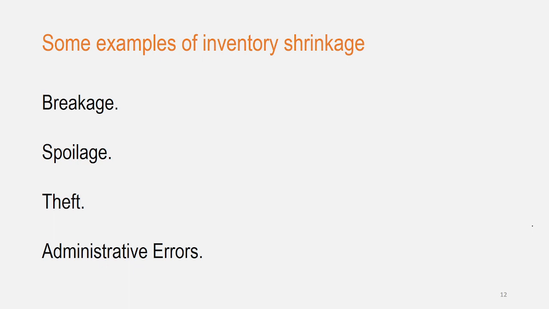So as a conclusion, understanding these examples of inventory shrinkage, breakage, spoilage, theft, and administrative errors can help you identify where losses might be occurring in your business and take steps to minimize them.